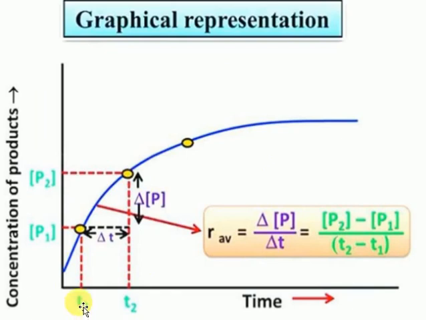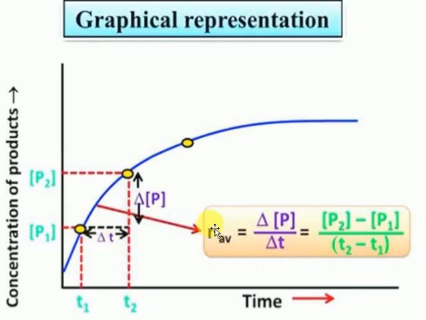Initially at time T1 the product concentration is P1. At time T2 the product concentration is P2. It means whenever time increases, more product is formed. The change in the product concentration is delta P, the difference between P1 and P2. The difference between T1 and T2 is delta T.